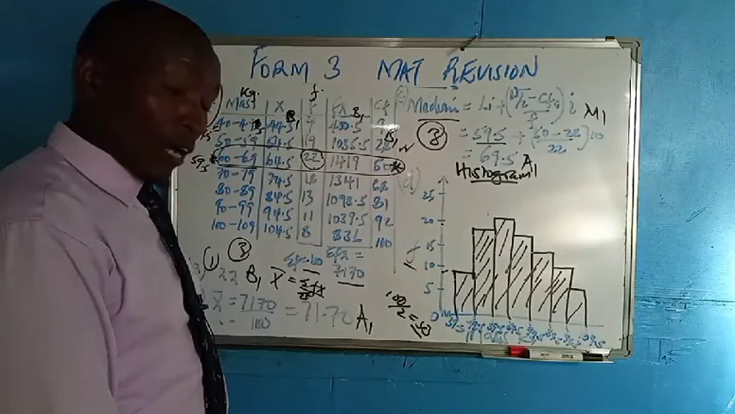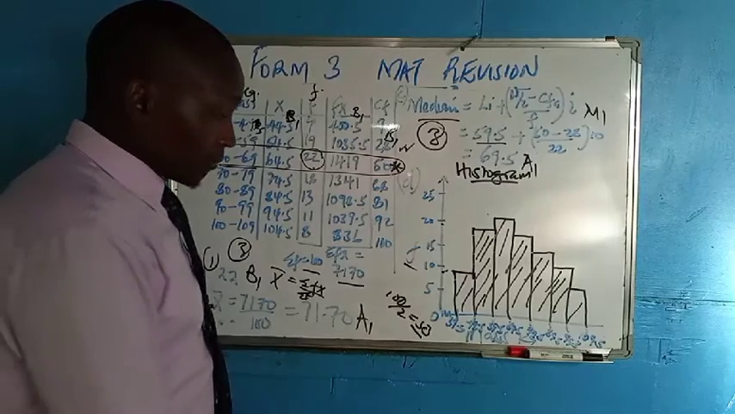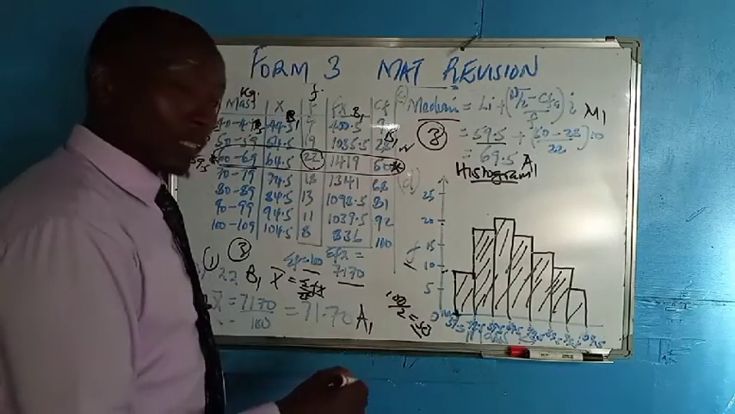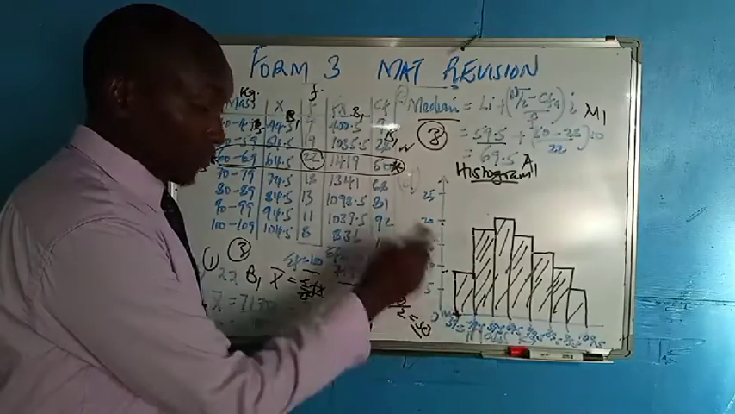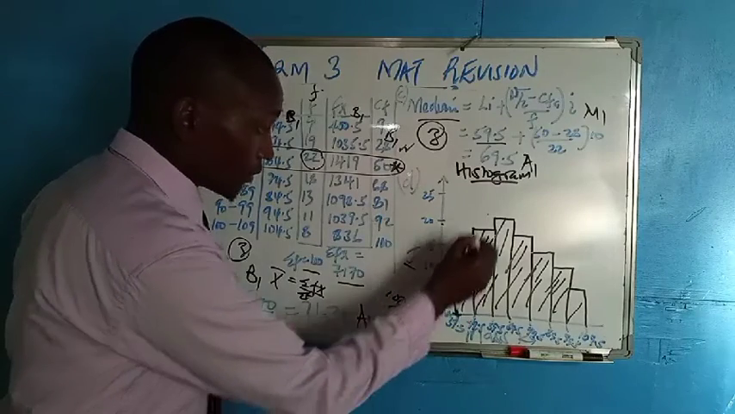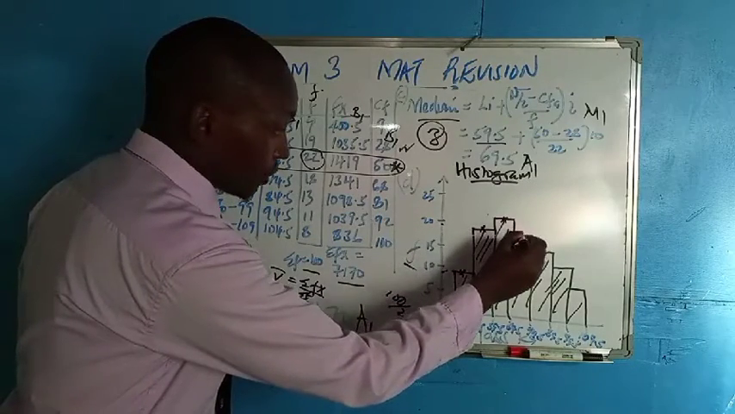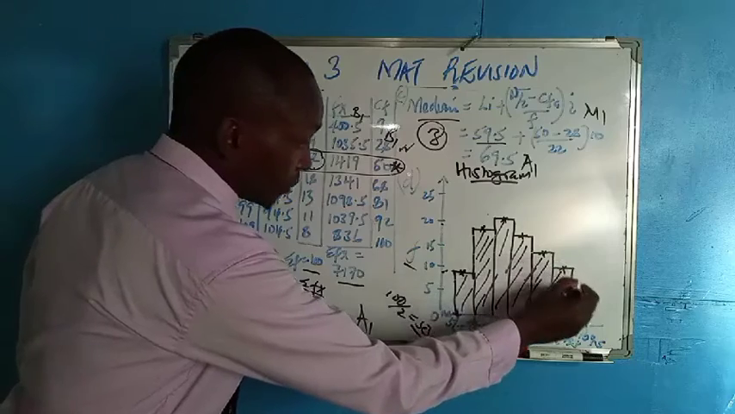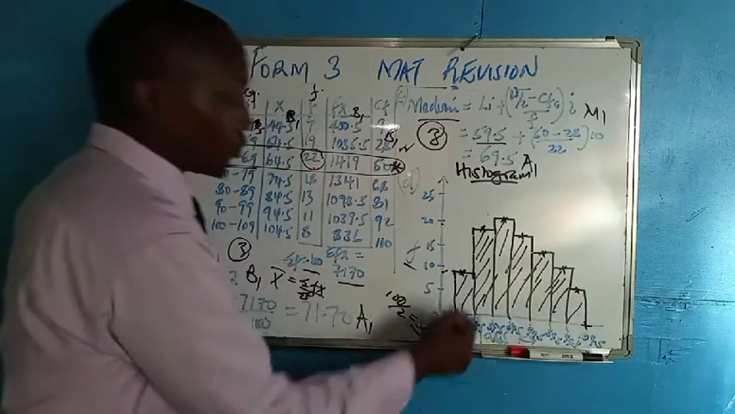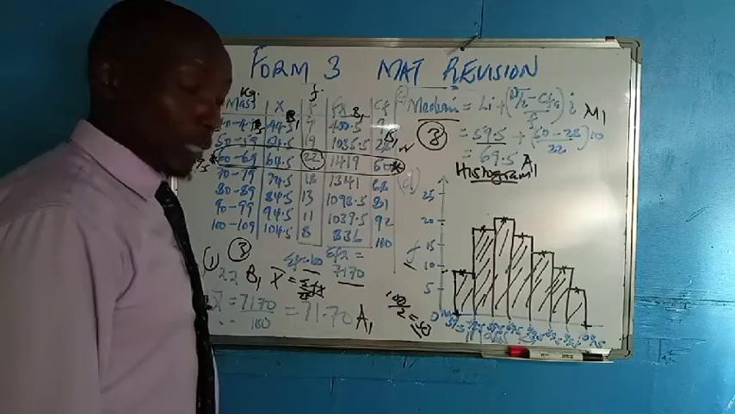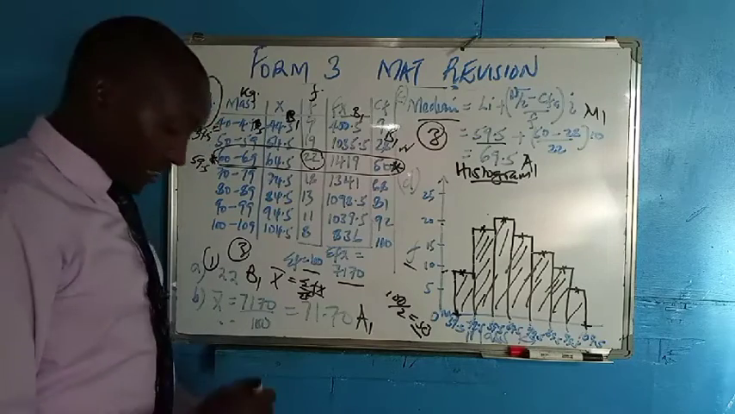In case they ask for the frequency polygon, you need to have the starting point here, the lower class limit of the first class, then the midpoints. But this one was not asked in this case. The midpoints of the bars and of course there. Then join them with a straight line. That is question number 23.